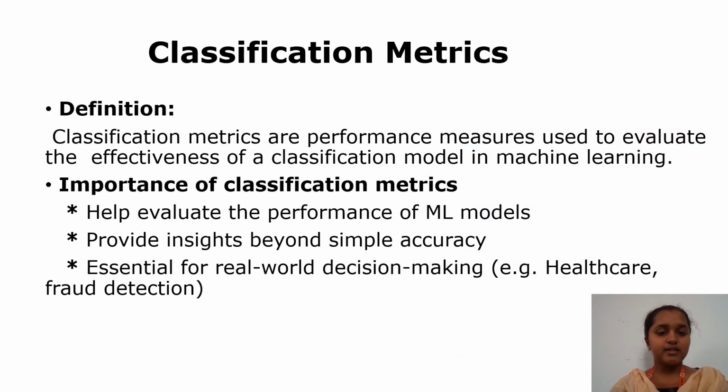Classification metrics. Classification metrics are the performance measures used to evaluate the effectiveness of a classification model in machine learning. The importance of classification metrics is that they help to evaluate the performance of machine learning models. They also provide insights beyond simple accuracy. They are essential for real world decision making. Examples: healthcare, fraud detection, etc.